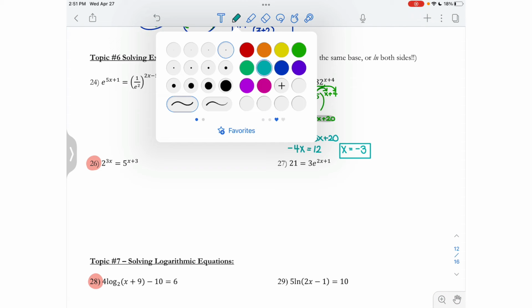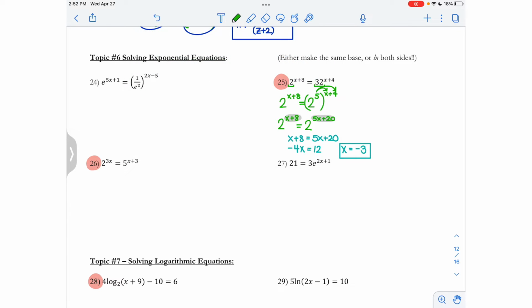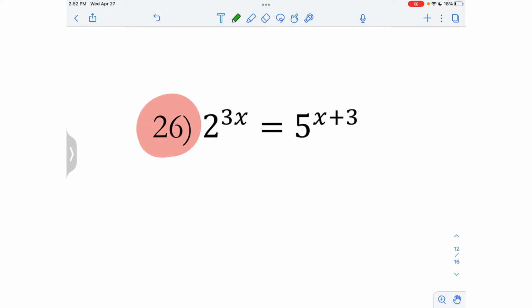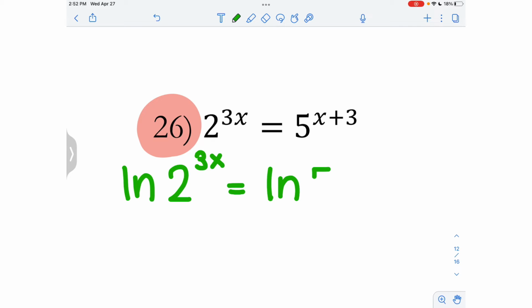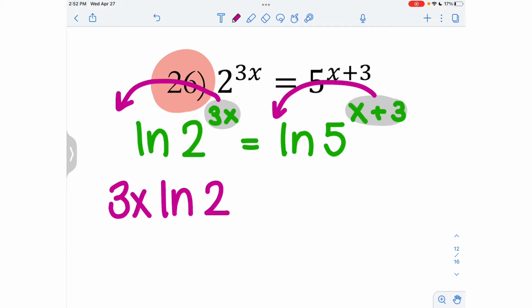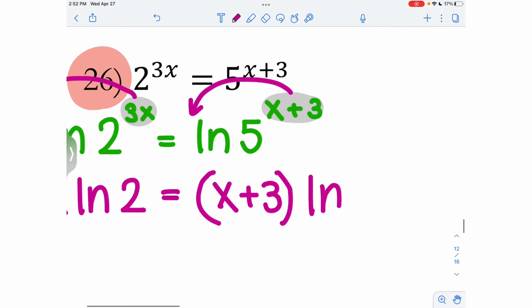Let's do this one because unfortunately for us, I cannot make the bases match. 2 and 5 will never end up being the same base on any manipulation. So that means I have to natural log both sides. So I natural log the left and I natural log the right. I then am going to take these exponents and drop them in front. This is just using one of the properties of logarithms that I can take any exponent and drop it in front. So I have a 3x natural log of 2 equals, when I drop a binomial down, I've got to put parentheses. And then I have the natural log of 5.